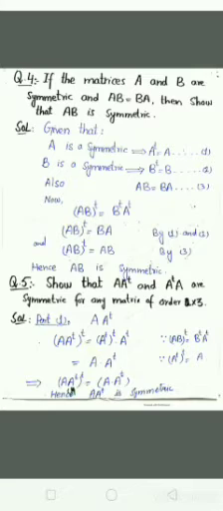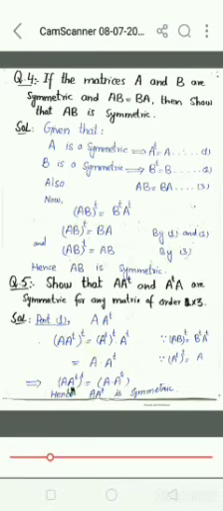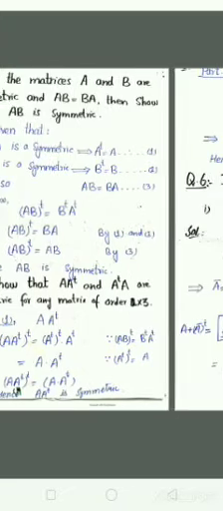Hence, A into A transpose is a symmetric matrix because after taking transpose there is no change. If after taking transpose there is no change, then the given matrix is called a symmetric matrix. So our given matrix A into A transpose is a symmetric matrix.